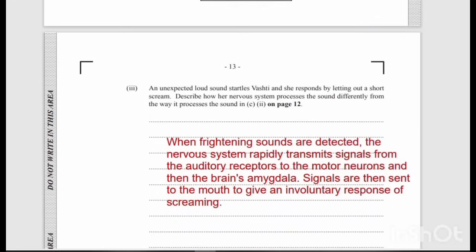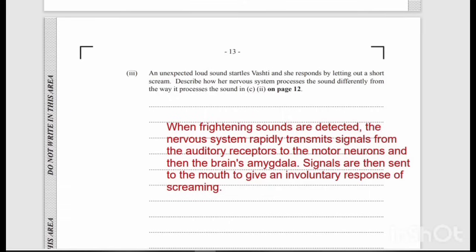The next part of the question says an unexpected loud sound startles Vashti and she responds by letting out a short scream. Describe how her nervous system processes the sound differently from the way it processes the sound in the previous part on page 12. So when frightening sounds are detected, the nervous system rapidly transmits signals from the auditory receptors to the motor neurons and then the brain's amygdala. Signals are then sent to the mouth to give an involuntary response of screaming.